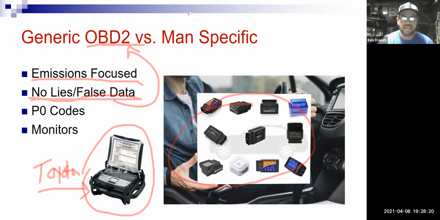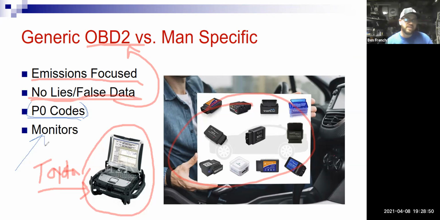We're largely going to be limited to P0 codes, right? P0 are generic codes, but there's hundreds, if not thousands, of generic codes now on a late model car. So there's still a lot of information I can get from the P0 codes alone. And of course, it does give us access to all the emissions monitors.